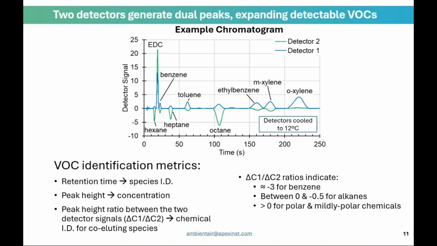But we also have a third metric that's helpful in identifying VOCs, and that's the peak height ratio between the two different detector peaks. This corresponds to the changing capacitance of the first detector over the changing capacitance of the second detector. And this allows us to identify chemical species that have co-eluting times. So we're looking at the peak height ratio of the different compounds and able to bin them or classify them based on the peak height ratio, whether it's benzene, an alkane, different polar, non-polar chemicals. So that gives us an added advantage over typical gas chromatographs.